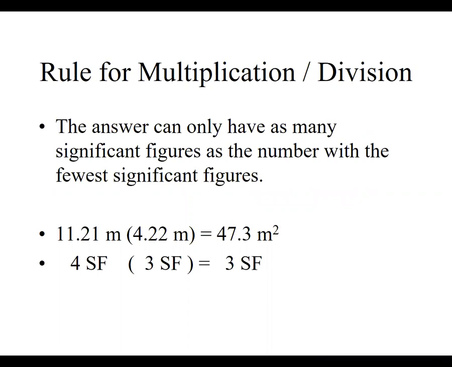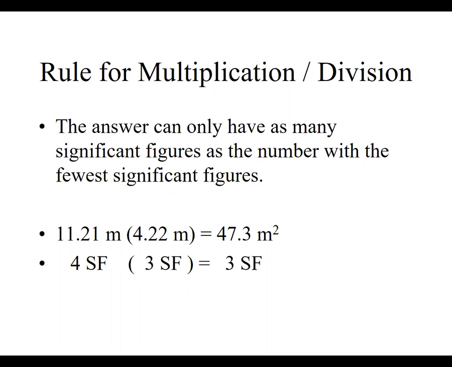The rule for multiplication and division says the answer can only have as many significant figures as the number with the fewest significant figures. And of course, the numbers I start with come from direct measurements, and so I can follow the rules for data. And they're simple because they don't have any zeros, so you just count the digits. So 11.21 meters has 4 significant figures, and 4.22 meters has 3 significant figures. And so when you multiply numbers together, whether it's 2 numbers or 3 numbers or 4 numbers or 5 numbers, doesn't matter.